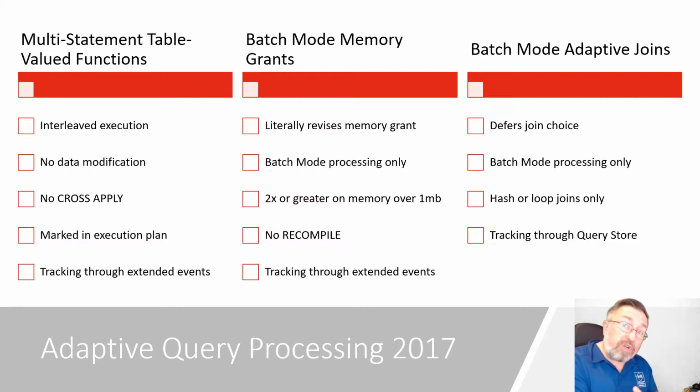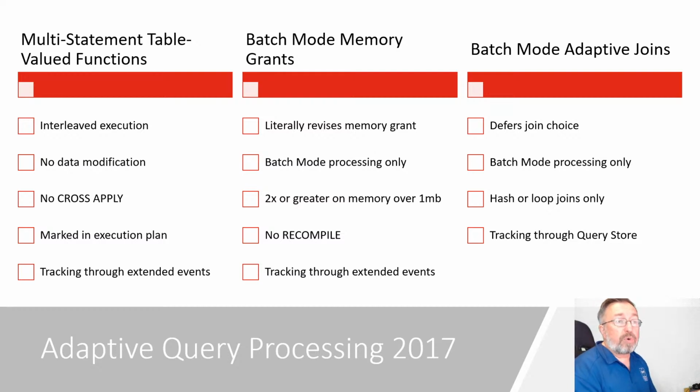That's what we used to call the estimated, what we used to call the actual. We are changing that language as best we can because it's more clear to say it that way rather than saying estimated and actual, which are grossly inadequate. Anyway, it's only hash or loops. You'll never see a merge join with it, and it tracks it all.